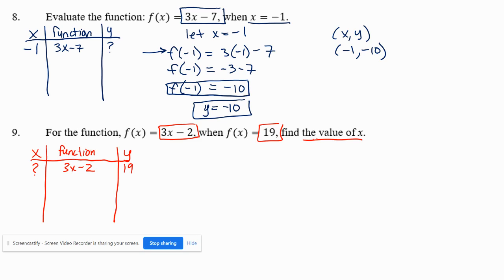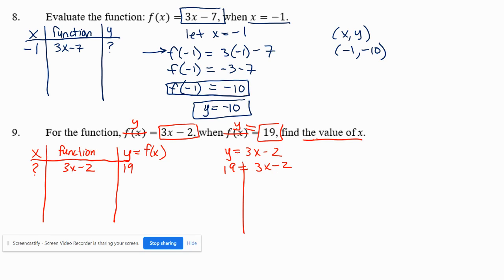Now, just to recap too, y is the same thing as f of x. So if it helps you, wherever you see f of x, you can replace it with y. That's just telling you you have a function, you're plugging something in, but what really is important there is what comes out. So we have y equals 3x minus 2, and we're told that y is equal to 19. So I can replace y with 19, and then I have an equation here where I want to solve for x.